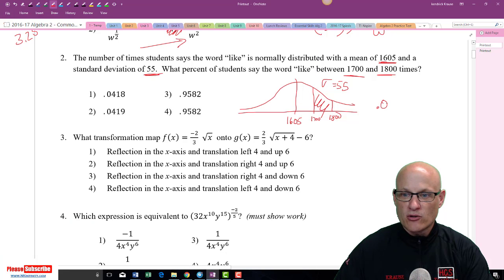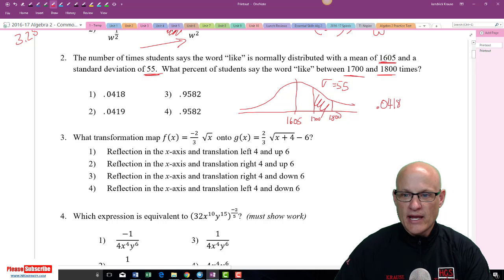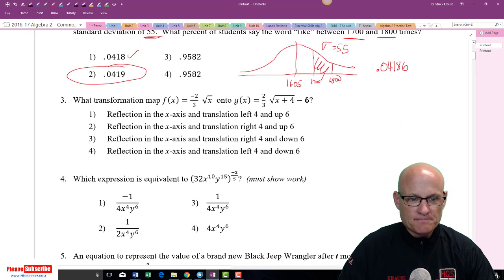0.0418. Now what do they say to round to? They didn't really say round. Probably should have said to round, because we want this answer. This one's not quite rounded correctly. That's why it's not right. All right kids, let's move on.